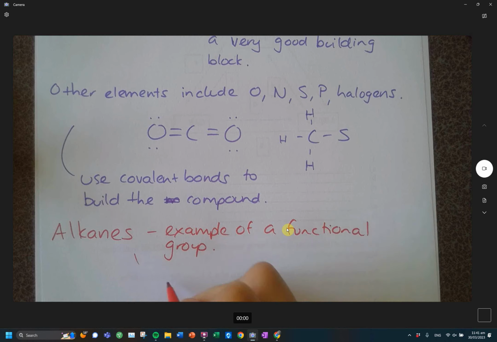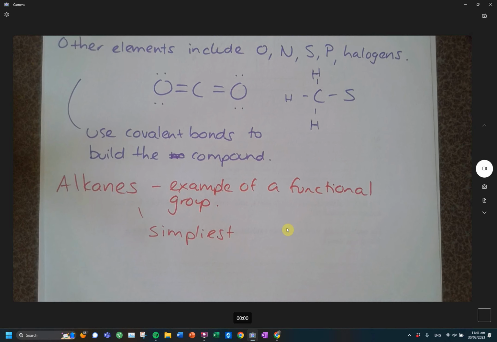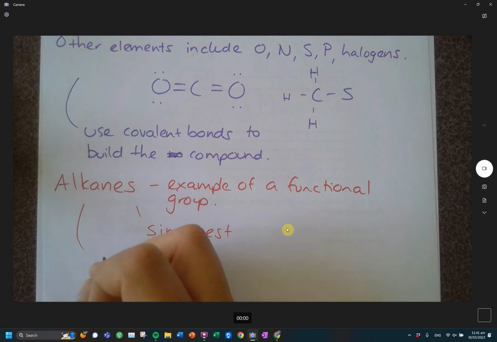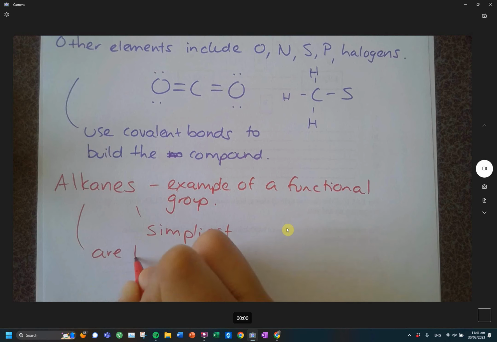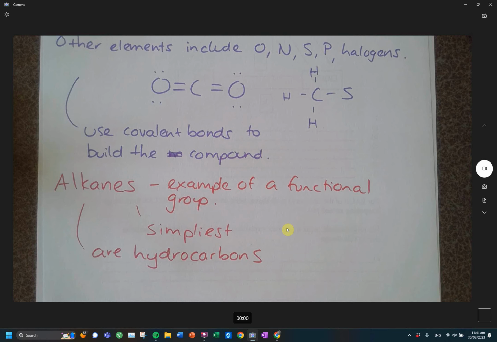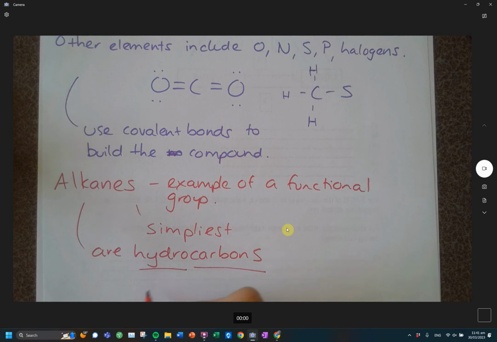And these ones are the simplest when it comes to the organic molecules. Alkanes are also known as, or they are, I should say, hydrocarbons. What do you think hydrocarbon means? Water. You're close. There's something in water that I want. The hydrogen. So if we break up the word, it's made up of only hydrogen and carbon.